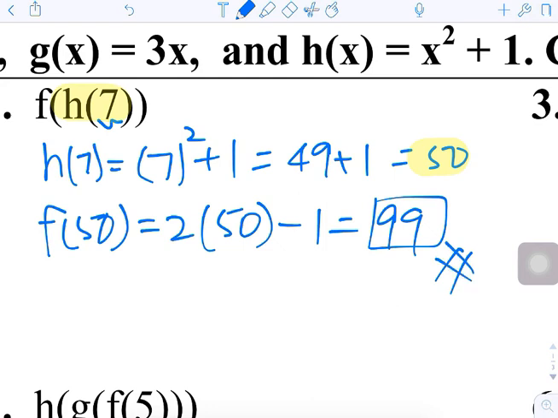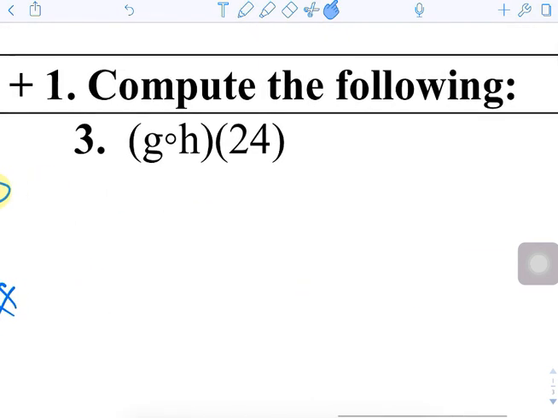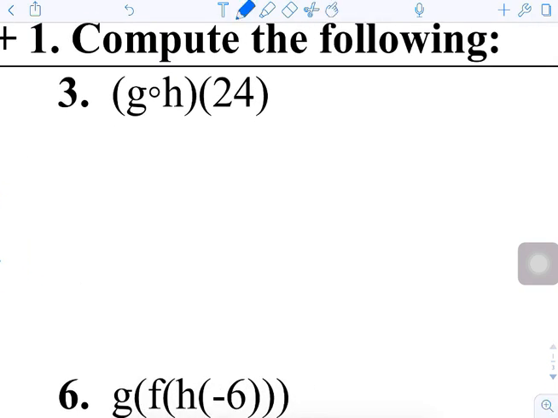Box the answer or circle. Any questions? Of course not, because I can't hear you. Just kidding.